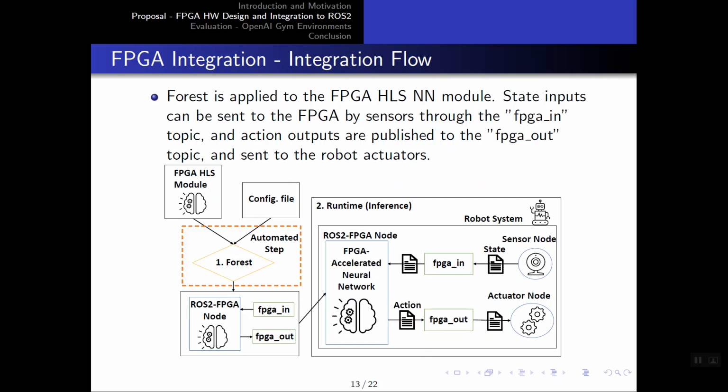Here is a schematic of the integration flow that we follow to integrate the FPGA hardware module to a ROS2 system. So first, based on the FPGA HLS module that we have described previously and on a configuration file, Forest generates the ROS2 FPGA node structure and an input and output ROS2 topic for the ROS2 FPGA node. After this structure is generated, it is really easy to integrate the FPGA to the robot system. Here, a sensor running on a ROS2 node can publish state inputs to the FPGA in topic, and the actuators of the robot can subscribe to the FPGA out topic to get action outputs.